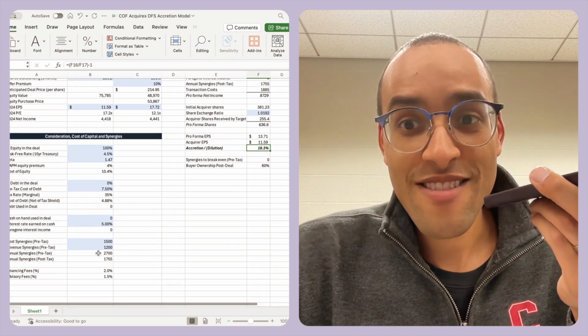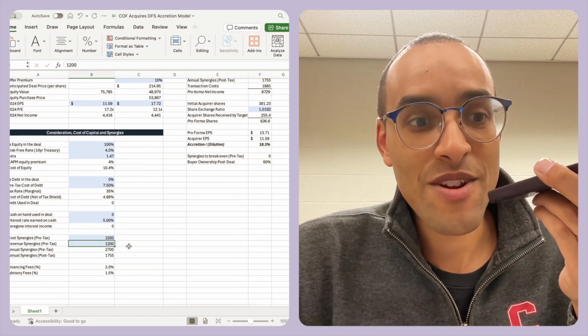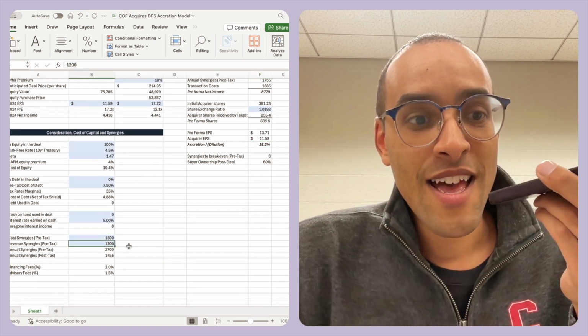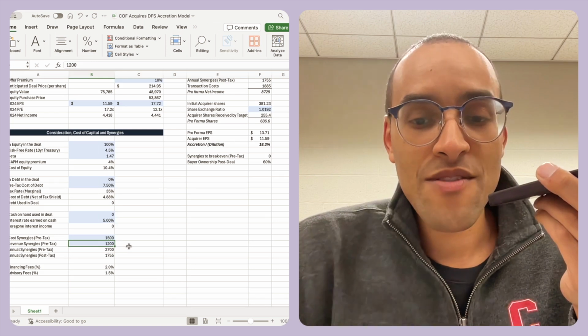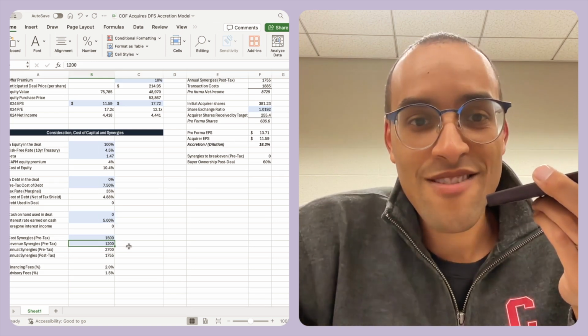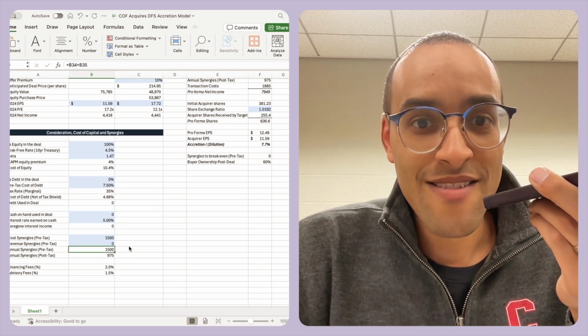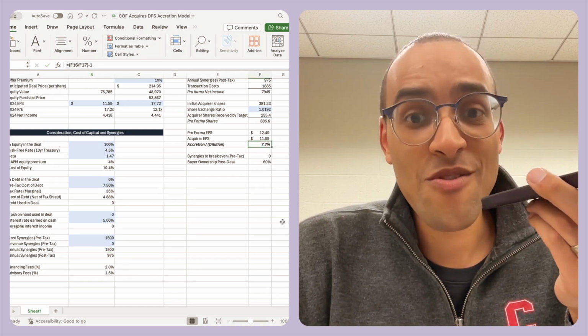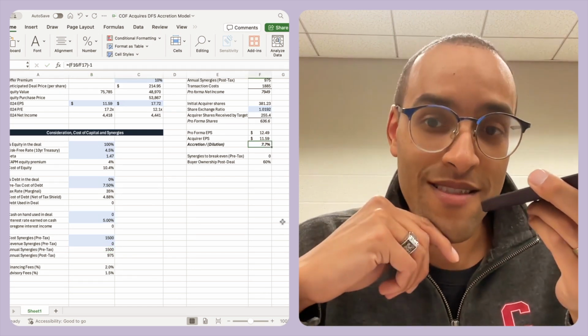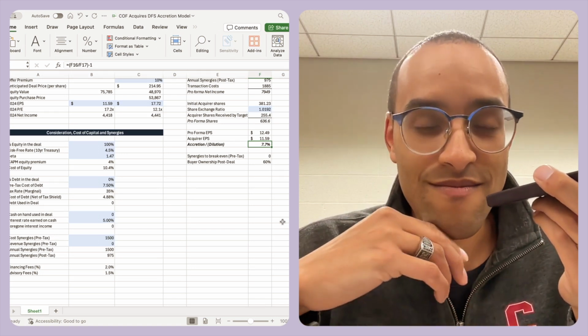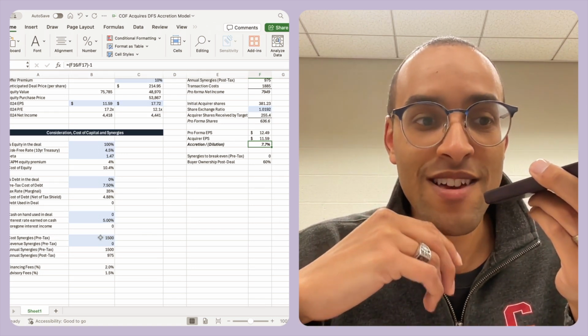Now let's change these numbers real quick. Let's play around with this. So I'm going to go over to the synergies section, and I'm just going to say revenue synergies don't exist. So that 1.2 billion, let's just pretend like that's baloney. They're not actually going to do that. Change it to 0. Now your accretion is only 7.7%. So it's accretive, but not by that much.